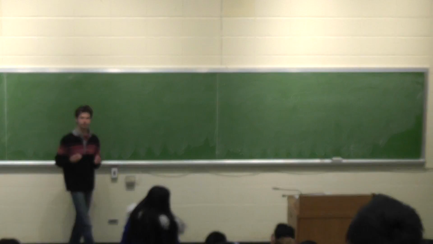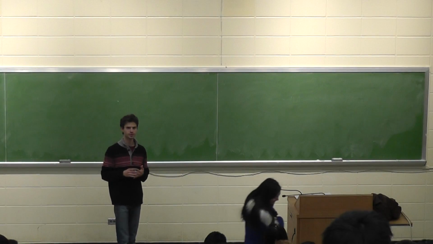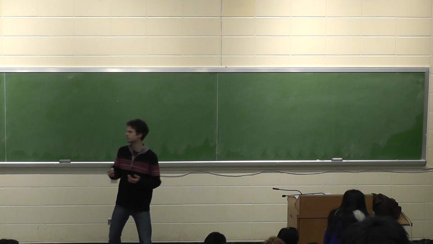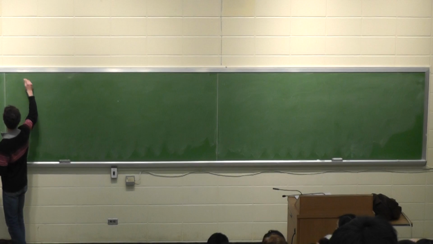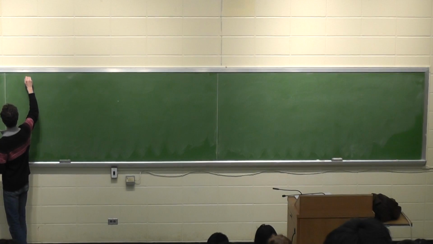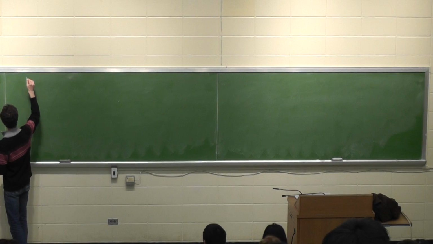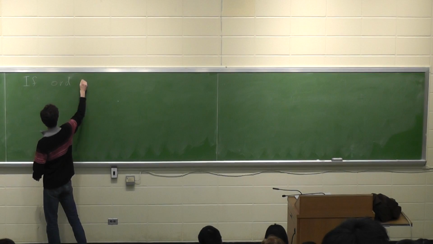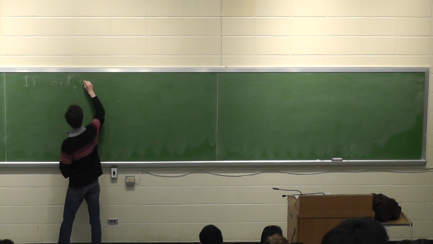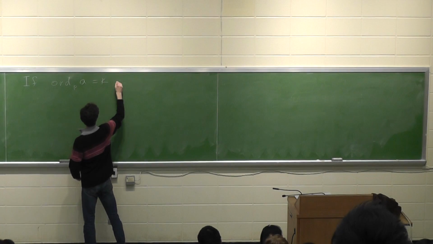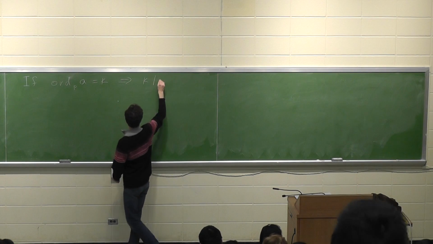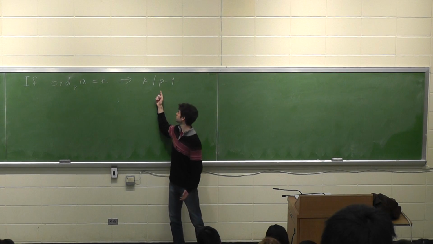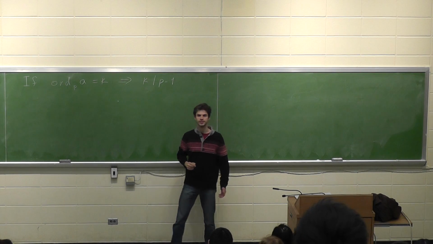Last time we started talking about some properties of the order, and we proved some of the simple things. For example, if the order of some element modulo p is k, then k divides p minus 1. So the order of an element divides p minus 1.